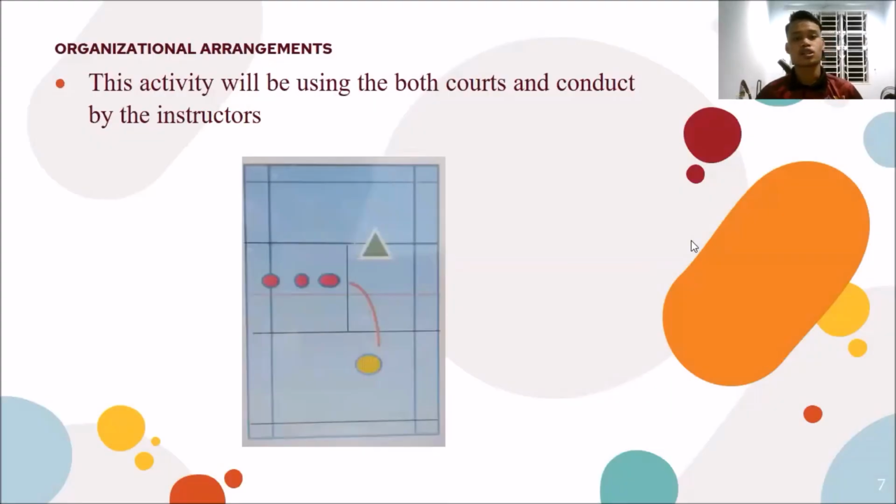For the organization arrangement, this activity will use the badminton court and be conducted by the instructor. Okay, this is the illustration of how this activity will be running. The yellow circle is the participant, the green triangle is the partner, and the red circle is the circle that the participant will hit to get the shuttle in when doing the drop shot.